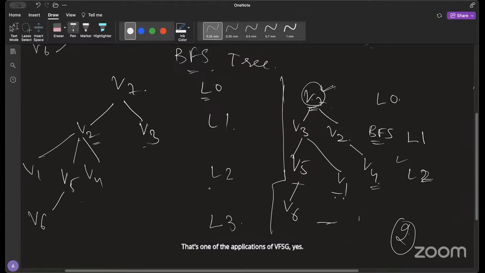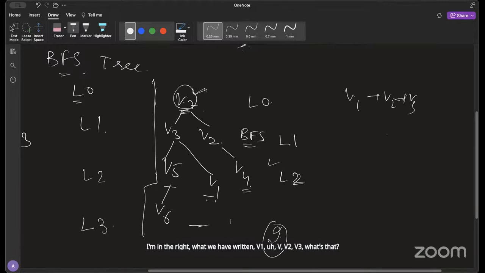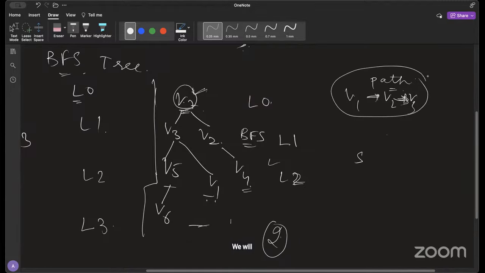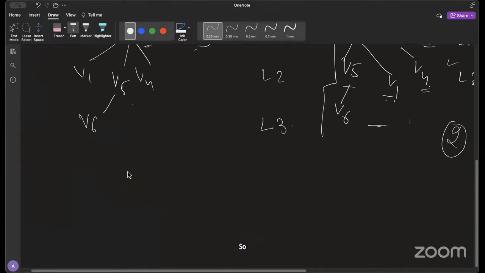Yes. The V1, V2, V3 we have written, what's that? This is a path. We were discussing the length of path. But V1 is not connected to V2 now. No, this is just a random example. Not from there. Okay.